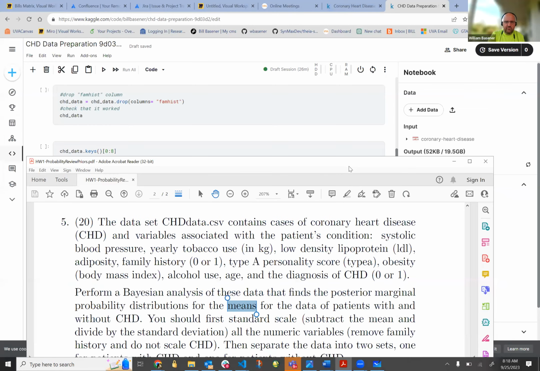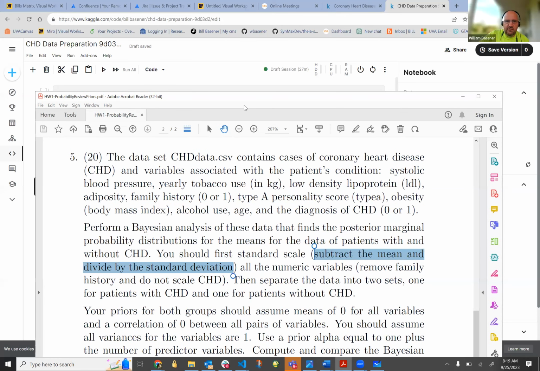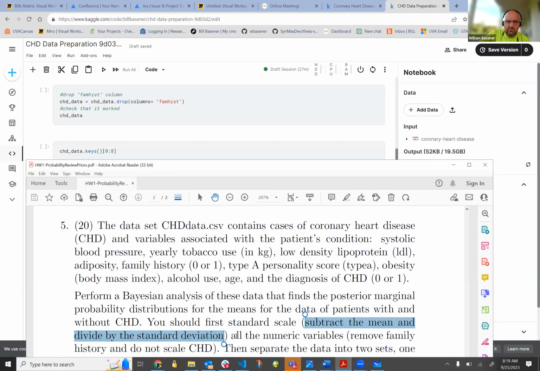So we're looking at the probability distribution for the means. In our data, we're going to have the means for these two classes, with coronary heart disease and without. There's a little bit of information before we calculate these means. It says you should first standard scale. That means subtract the mean from each variable and divide by the standard deviation. So let's go ahead and do that. It says do that to all the numeric variables, remove the family history, and don't scale coronary heart disease.